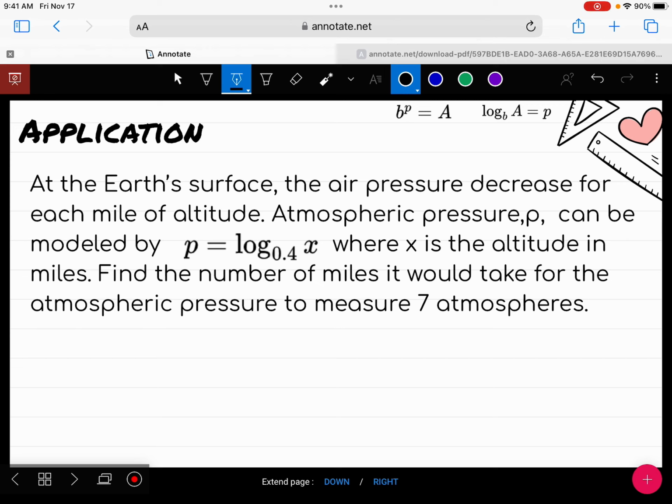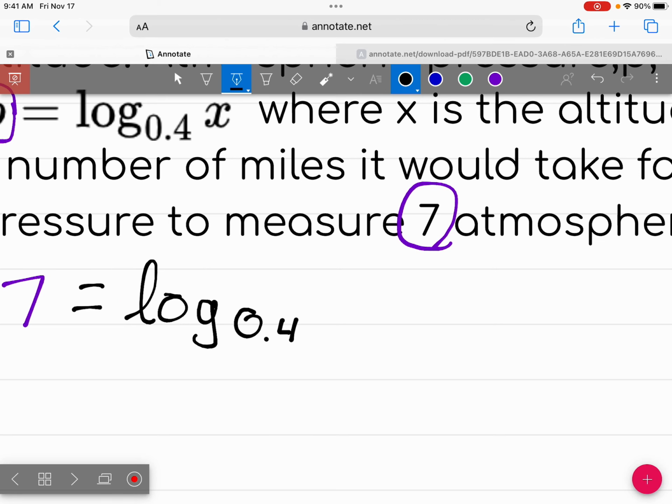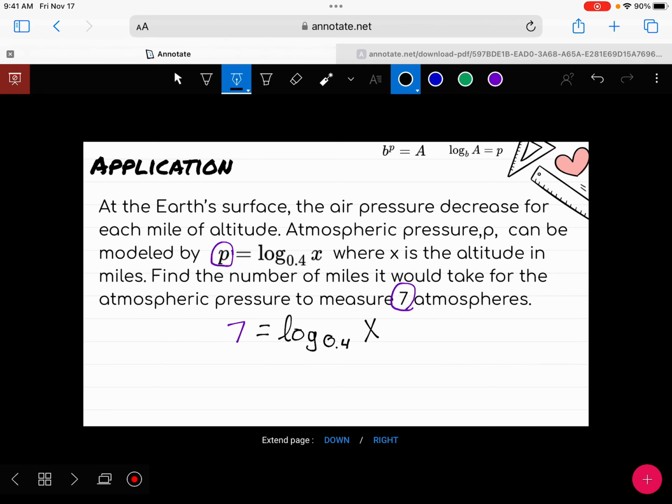Okay, at Earth's surface, air pressure is decreased for each mile of altitude. The atmospheric pressure P can be modeled by this log, where X is your altitude in miles. Find the number of miles it would take for the atmospheric pressure to measure 7 atmospheres. So it's on the other side now. 7 is our atmospheres. That's our pressure. So we have 7 equals log base 0.4 of X.